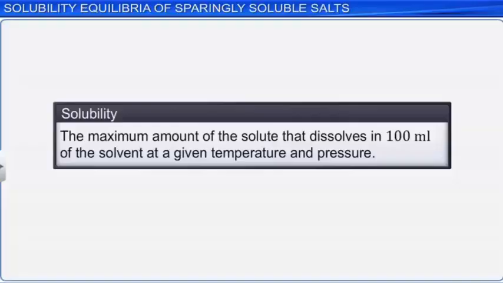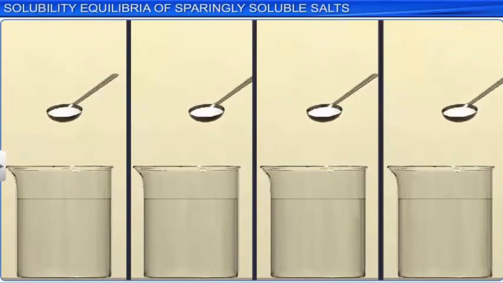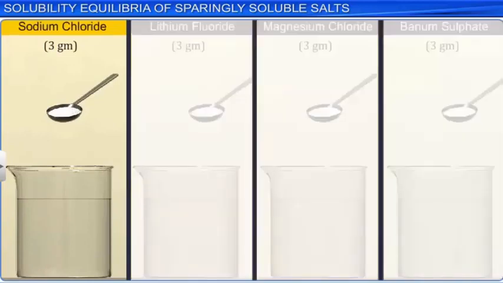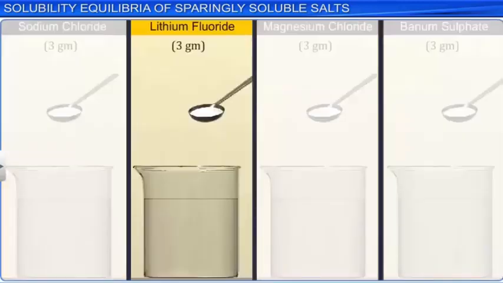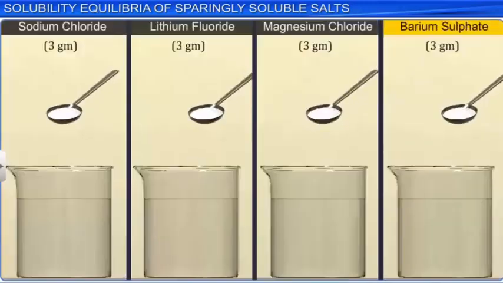We have learned in the previous classes that the maximum amount of the solute that dissolves in 100 ml of the solvent at a given temperature and pressure is called solubility. These 4 beakers contain 100 milliliters of water each. In each of the beakers, 3 grams of different salts, sodium chloride, lithium fluoride, magnesium chloride, and barium sulfate are dissolved and stirred.